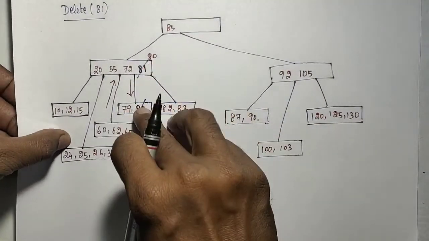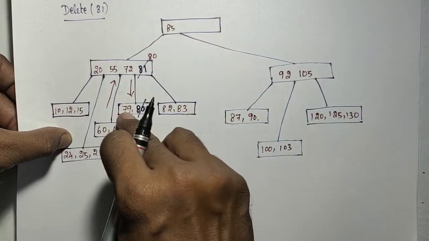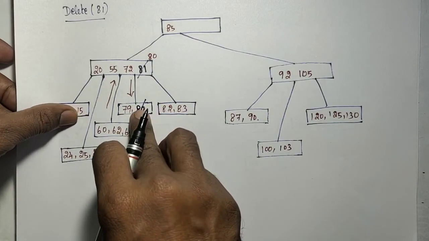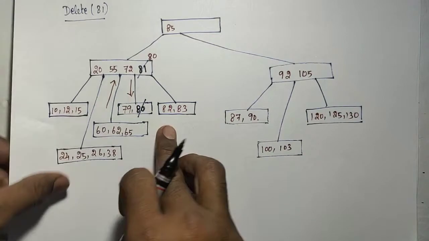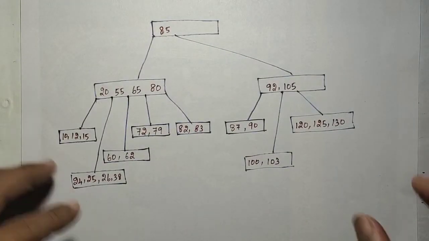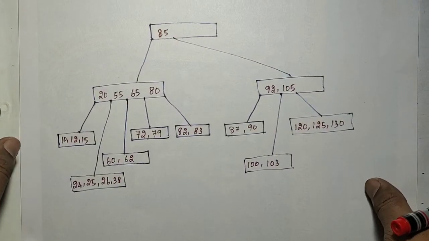Okay, 80 is moved there, so that it is unbalanced, and that is underflow, so it is borrowing one from the left. Okay, so that is the case. Now almost all the cases we have discussed.